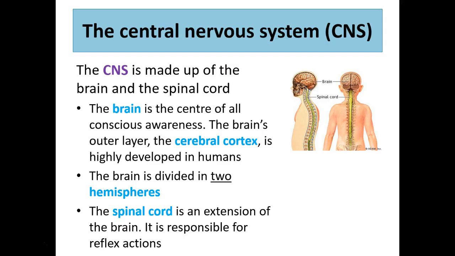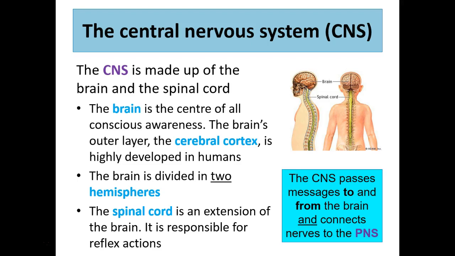Right, so your central nervous system is made up of your brain and your spinal cord. Your brain is where your conscious awareness happens. The outer layer of your brain is known as your cerebral cortex and is more highly developed in humans than it is in other animals. The brain is divided into two hemispheres, and your spinal cord is attached to the bottom of your brain via your cerebellum. And it is your spinal cord that is responsible for all your reflex reactions, which are those which happen automatically.